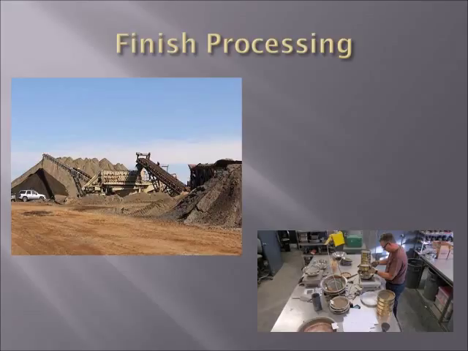Lastly, the material is sent to finished processing. This is where the material is screened to its desired size, and quality control measures such as grading and oven-dried densities are performed to assure compliance to specifications. This is all completed before any material is ever sent to the end user.